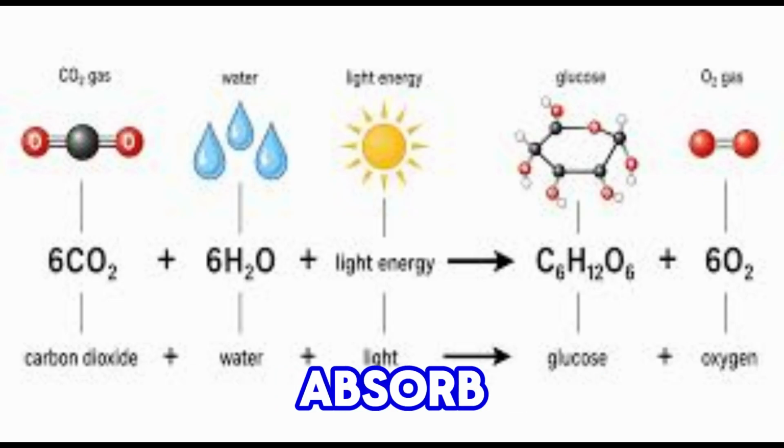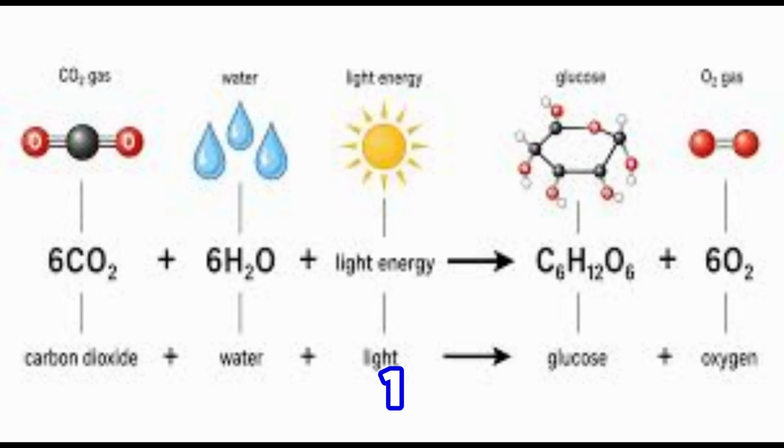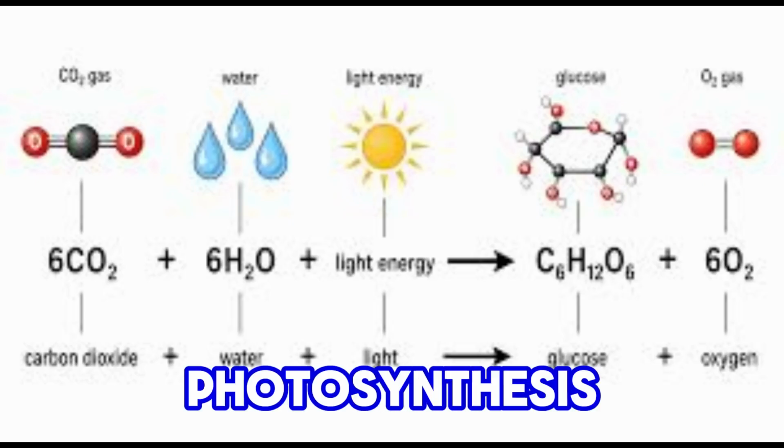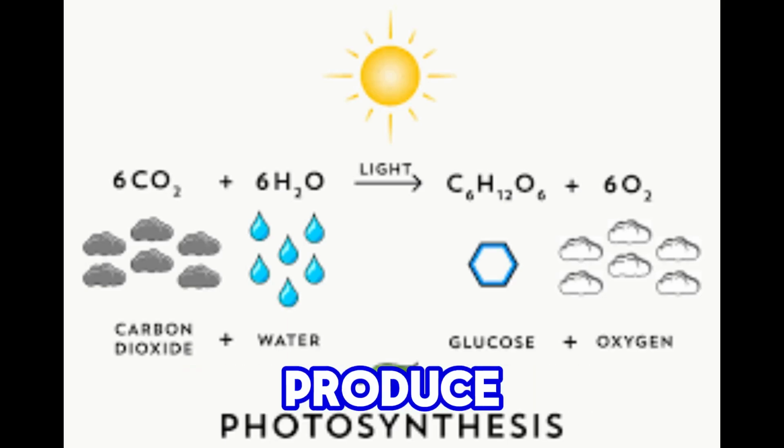Photosynthetic pigments absorb the light energy. That energy drives the light-dependent reactions. Quick quiz 1. Which of these is a raw material used directly in photosynthesis? A. Carbon dioxide. B. Oxygen. C. Glucose. D. ATP. A. Carbon dioxide.